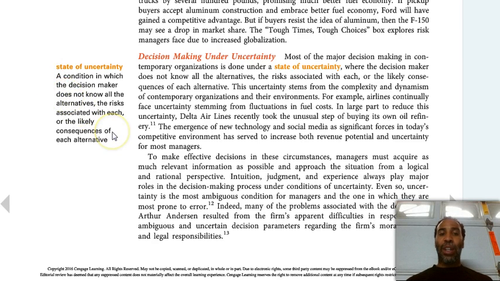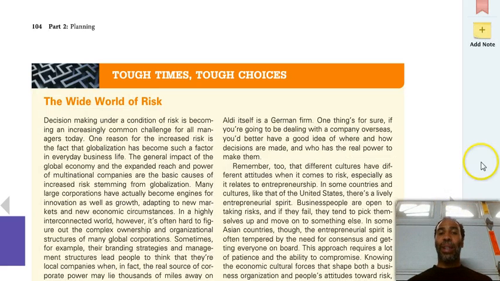A condition in which the decision maker does not know all of the alternatives, the risks associated with each, or the likely consequences of each alternative. So you don't know much. I'm very uncertain about what will occur here, but you know what? Sometimes you have to make those decisions. Just like if you hire somebody, you go through the interview process and you start to learn things, but you don't know exactly how somebody's going to end up being until they get in there, and sometimes it may end up being too late.